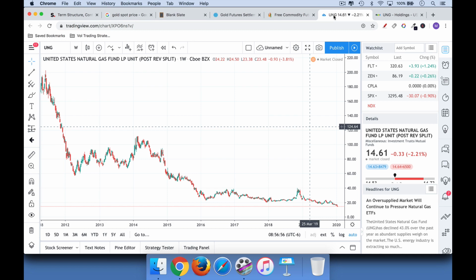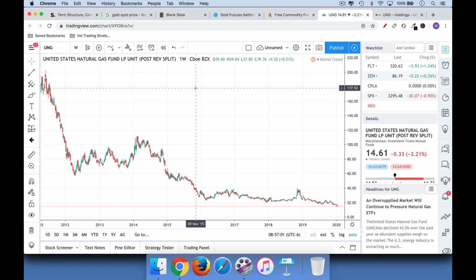UNG is the ticker, United States Natural Gas Fund, LP unit. And you can see that this has been a really bad investment. It starts at the upper left-hand corner and goes to the lower right-hand corner. Again, this trades like an ETF, and I guess it's technically an investment trust. It's structured as an investment trust, but it trades like a stock. You can buy one share for $14.61.